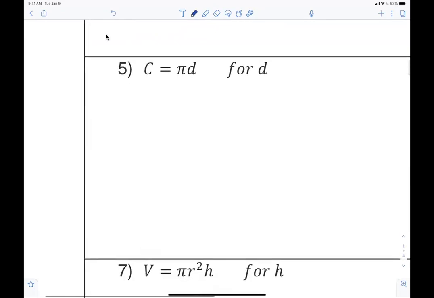Number 5, circumference is pi times the diameter. So we're solving for D though, right? D equals C over pi. That's all it is. Divide both sides by pi. So the diameter is always the circumference divided by pi.